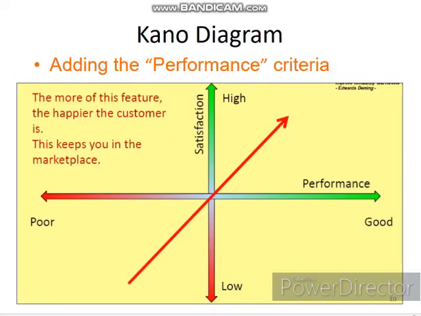The second line in the Kano diagram is called a performance criteria line. So this is the performance criteria line. It's a straight line, and the definition for this line is: the more of this feature, the happier the customer is. This keeps you in the marketplace. So this is the line indicating a feature in a product that the more you have it, the better you are at it. Basically, the customer satisfaction will keep on growing, and this keeps you in the marketplace.